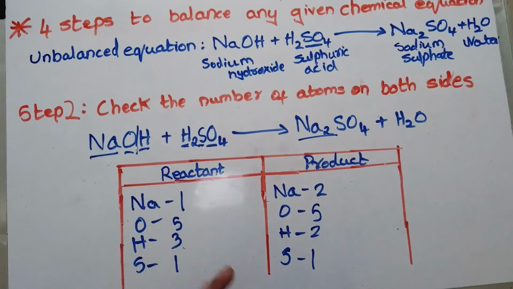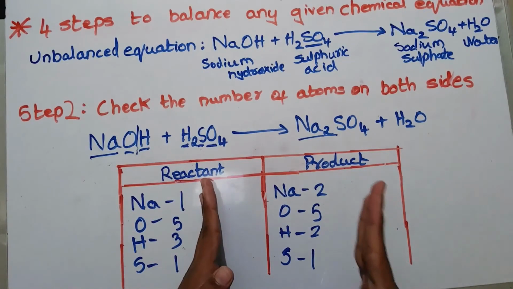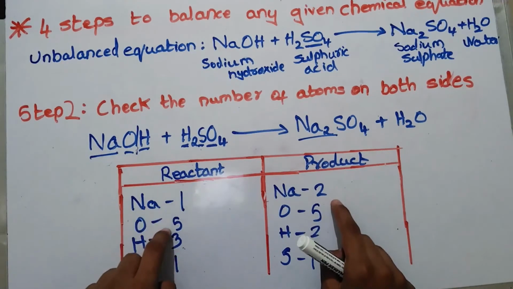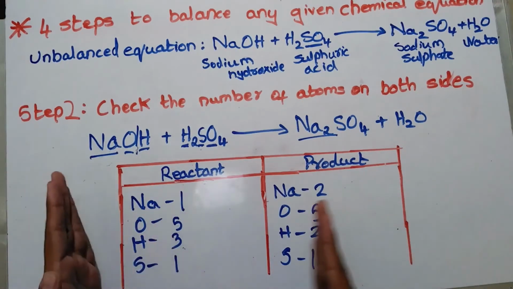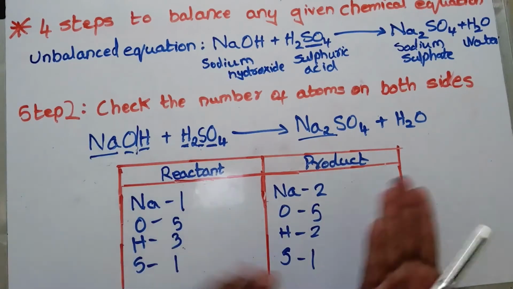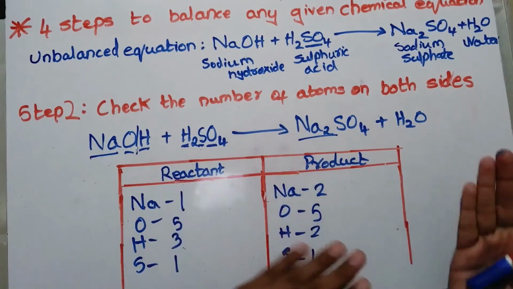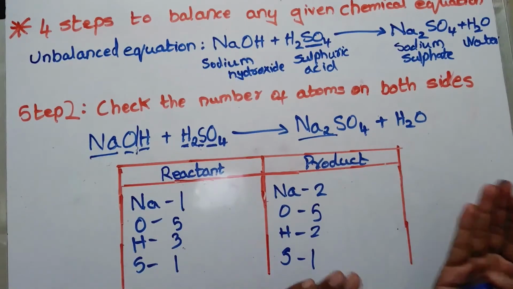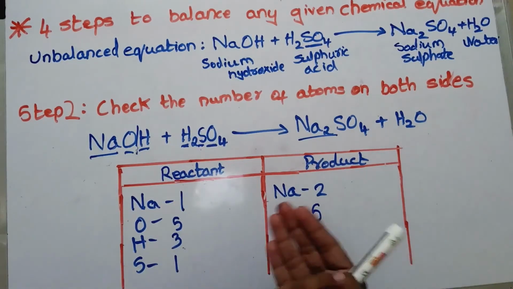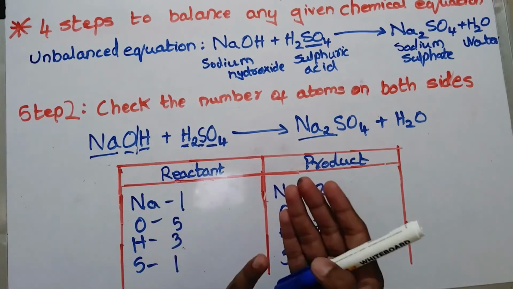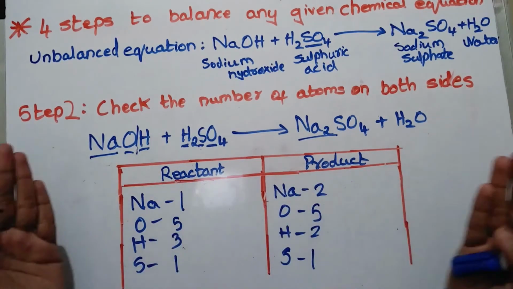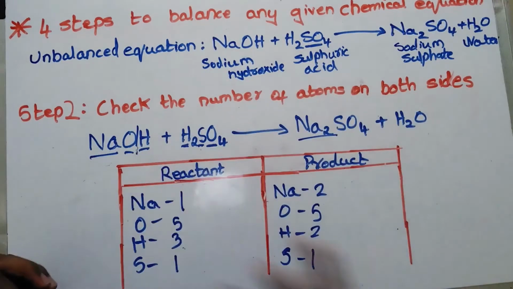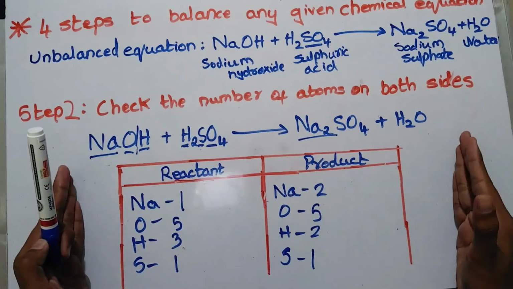So if you carefully see, the number of atoms in the reactant side and the product side are different. Here sodium has 1 atom, there 2 atoms. Here oxygen has 5 atoms, there 5 atoms. Means it is not compulsory that all the elements will have a different number of atoms in the product side. Some elements may have a different number of atoms in the product side. So that is what we have to make similar, so that we can get a balanced equation. So here you can simply say that this given equation is an unbalanced equation by just simply showing the number of atoms.